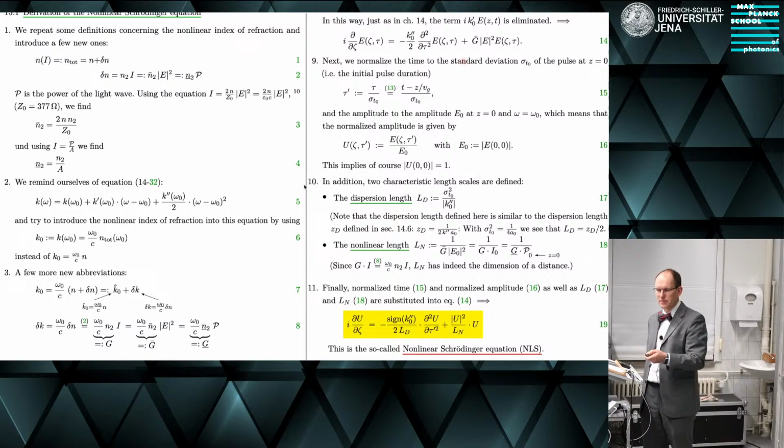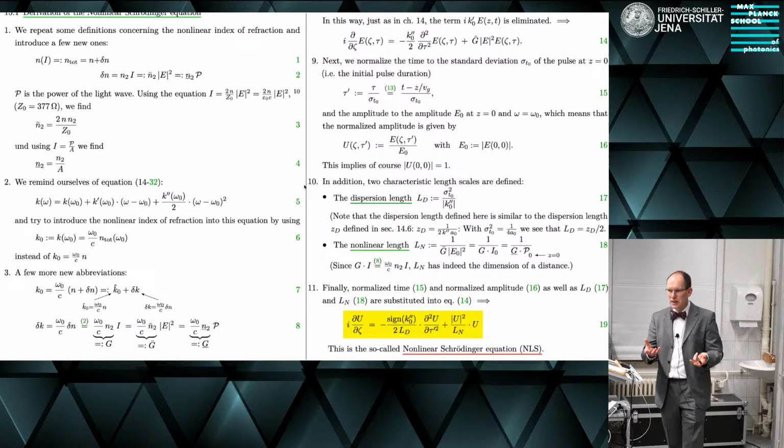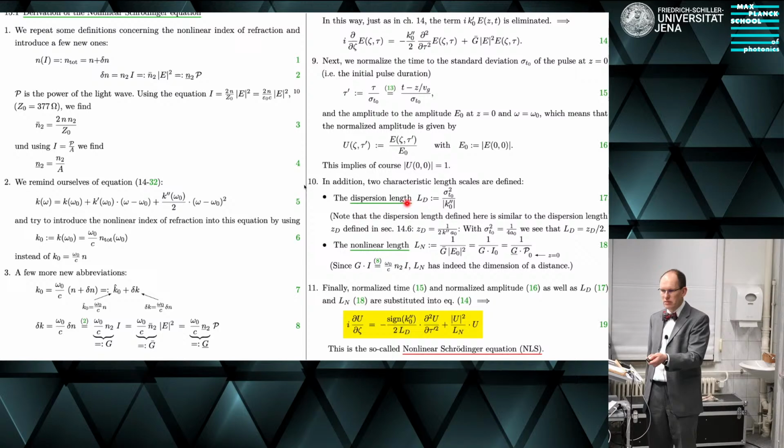Okay, also here we introduce this retarded time, and then we normalize the amplitude to the amplitude at the position z equals zero. And then in addition, we define a few other quantities, namely the dispersion length, which is given by the pulse duration squared divided by the second order dispersion.